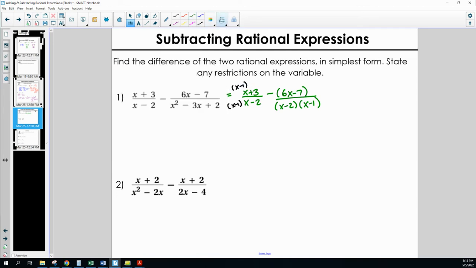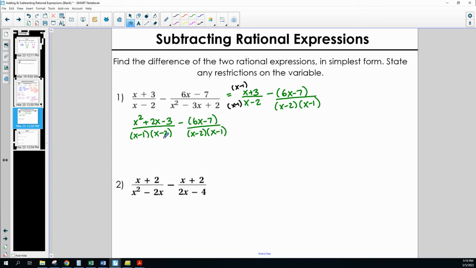All right, so next thing we're going to do is FOIL this numerator here. So x times x is going to give me x squared. And then I get a 3x and a minus 1x, so that's going to be a plus 2x. And then we get -3. And then our denominator is here. Okay, then I have the minus, and I'm just going to keep the parentheses for now. So 6x minus 7 over x minus 2, x minus 1.